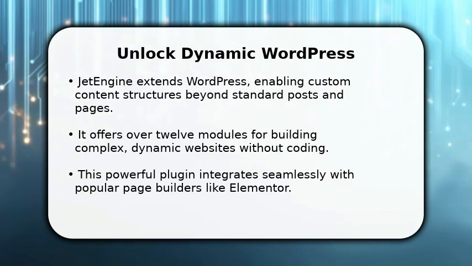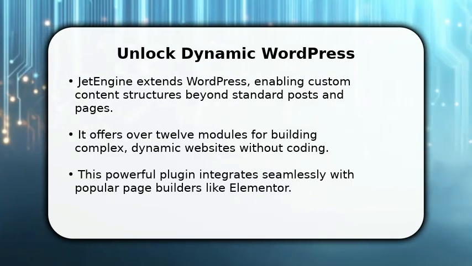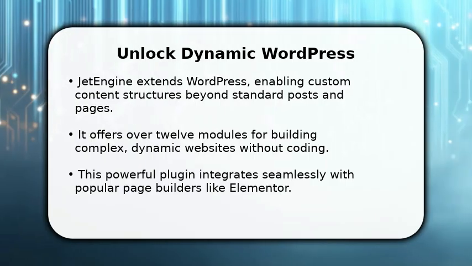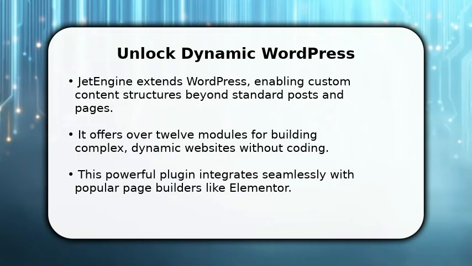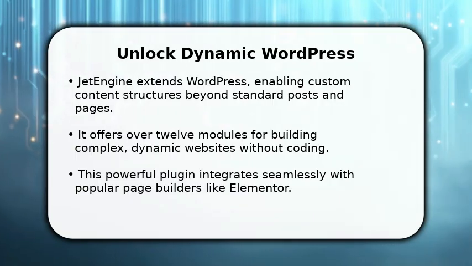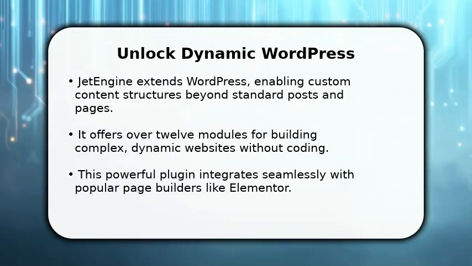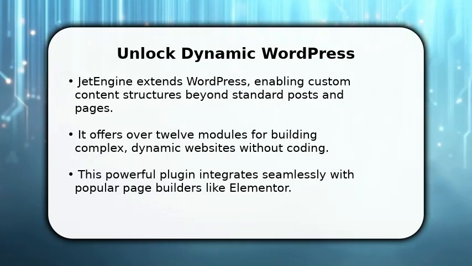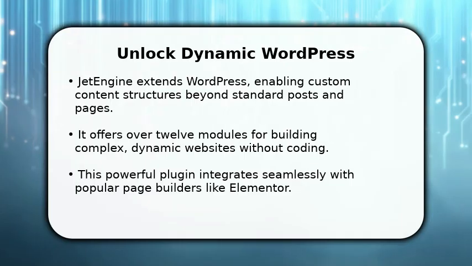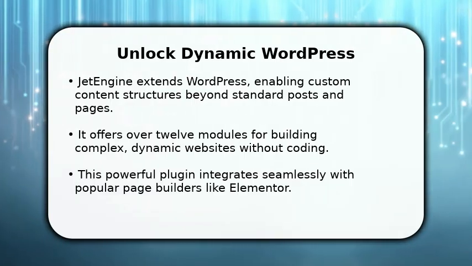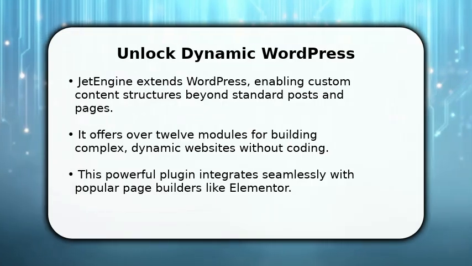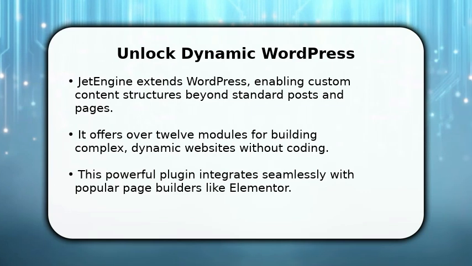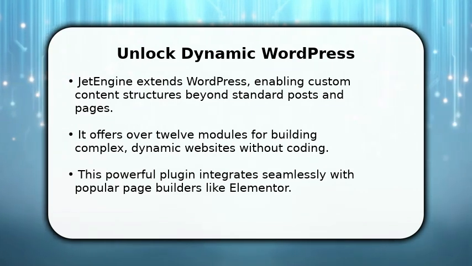Enjoy the video. In this video, I will explain how to use Jet Engine WordPress. Jet Engine is a robust plugin that transforms your WordPress site into a dynamic content powerhouse. It allows you to create and manage custom content types, fields, and taxonomies, moving beyond the default post and page structures. With over 12 modules, it provides extensive tools for building complex websites, from listing directories to membership sites, all without needing to write any code.